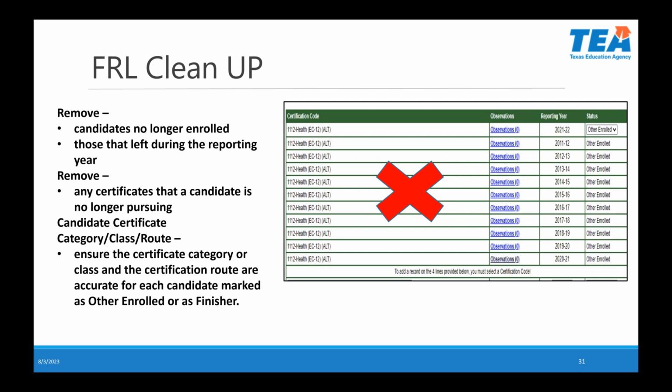TEA continues to receive calls from EPPs and individuals seeking admission into EPPs because the EPP cannot create an admission record for a candidate who is listed as other enrolled in another EPP. Additionally, TEA reports various data based on EPP enrollment records. This cleanup is important to maintain accuracy in the data you report for your EPP.